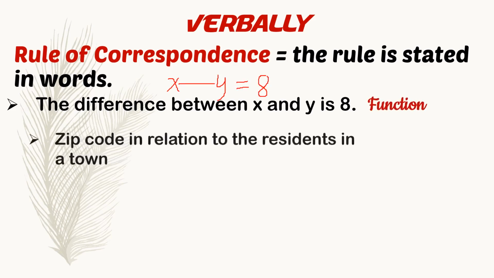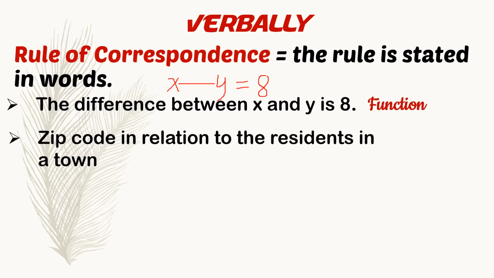Number 2. Zip code in relation to the residents in a town. For instance, the Pilar municipality has a zip code of 2101, and all the residents here are using that zip code. Analyzing the relationship, one zip code to all the residents, so that is one-to-many, and therefore it is not a function.